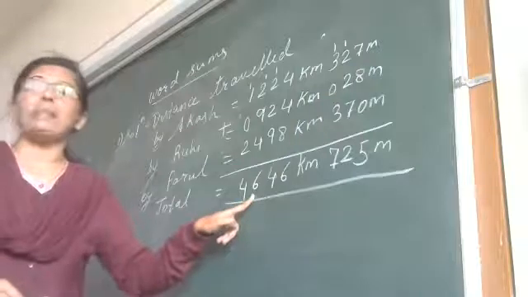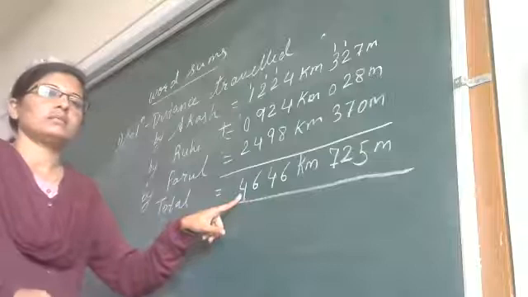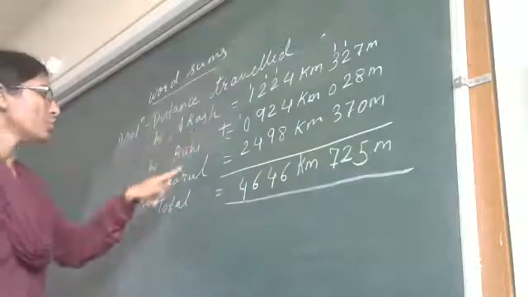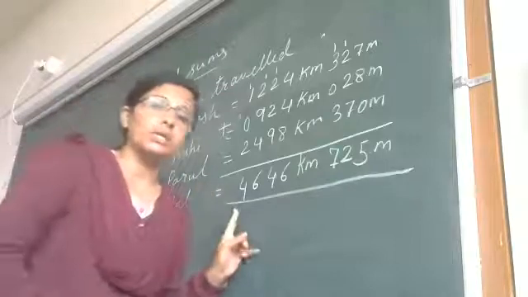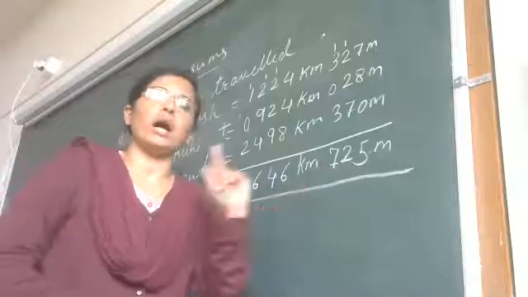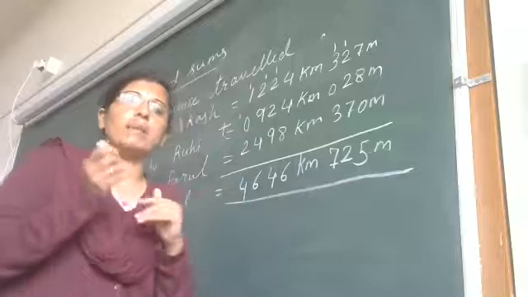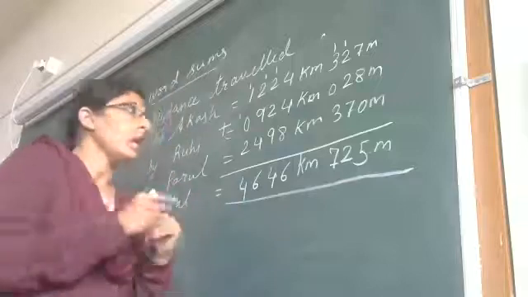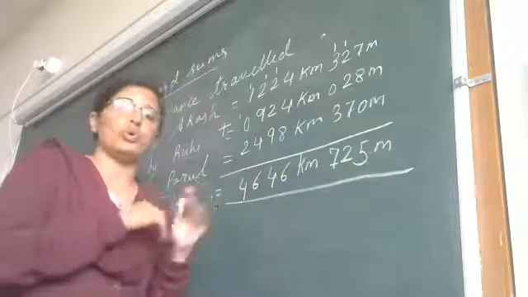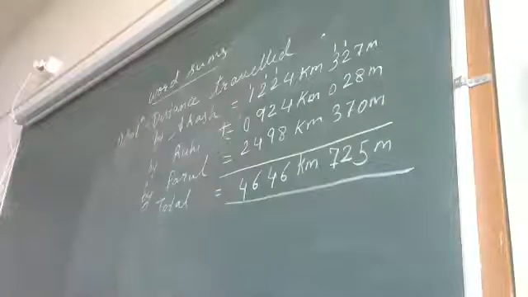So total distance traveled by Akash, Ruhi and Parul is 4,646 kilometer, 725 meter. Okay, so like this we have to first read the word sum and see which operation we have to use, and then we have to frame the statements and solve it. Each step has marks, so you have to do it properly, stepwise.